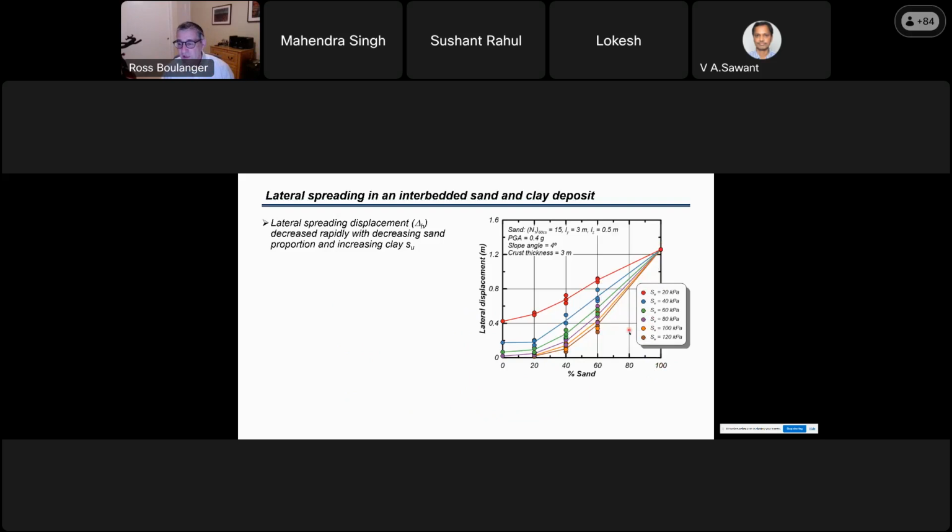And what happens is if you have stiff or very stiff clay, then these displacements come down very rapidly. And by the time you get below about 40% or maybe 20% sand, if the clay is strong enough, we get very small slope displacements. If the clay is very weak, a very soft clay, then even if you have very little sand, you can still get strains developing in soft, weak clays. So just because it's clay doesn't mean it's not a problem. It just might be a different problem.